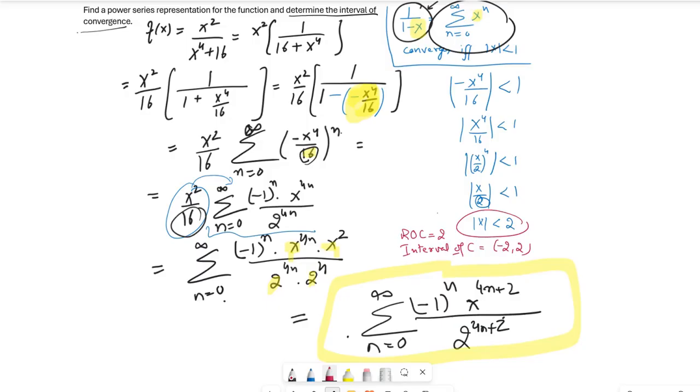What is this? This is the function which was given, written as a series with radius of convergence 2 and interval of convergence negative 2 to 2.